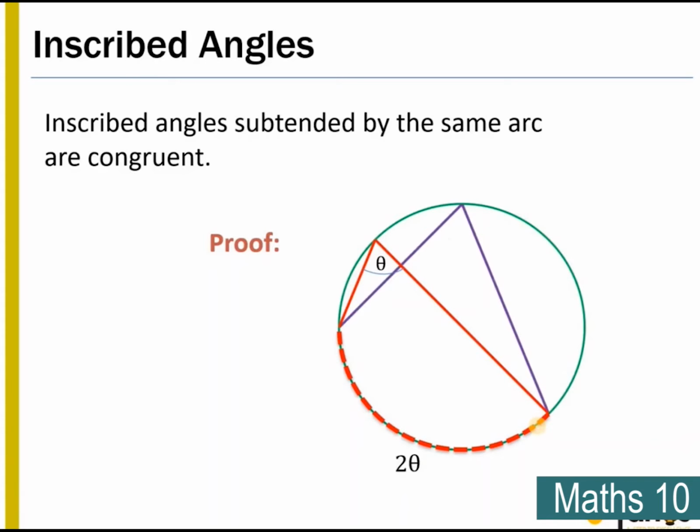Now, if we draw another angle also subtended by the same arc, then the measure of this angle must be half of 2 theta, so this angle must be theta. And if we draw in another one, this one must also be theta. And we can see that all the angles subtended by this arc have the same size. They are all equal to theta.